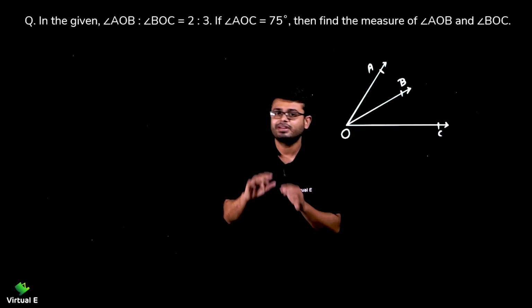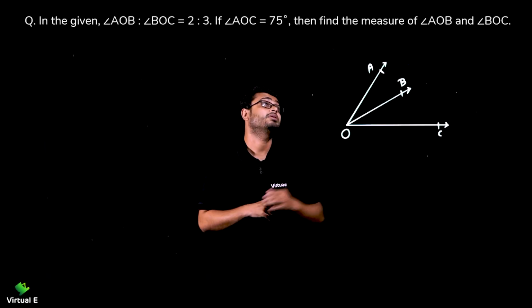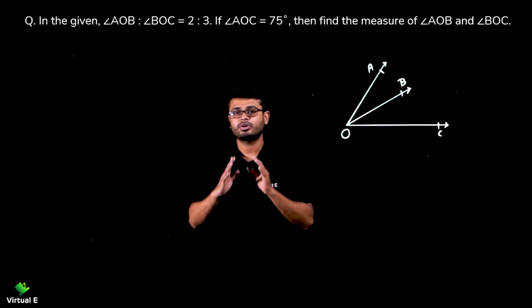Let's do one more question, a very simple and basic one. In the given figure, angle AOB by angle BOC is equal to 2:3. Okay, so AOB by BOC is 2:3 is given. If angle AOC is equal to 75 degrees, then find the measure of these two angles. This is what we need to do.